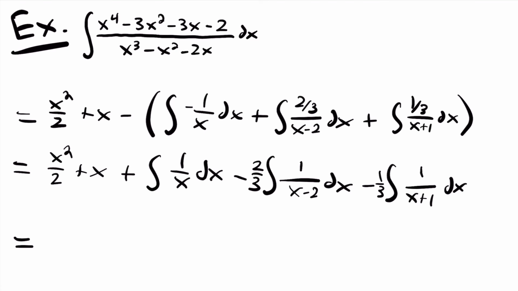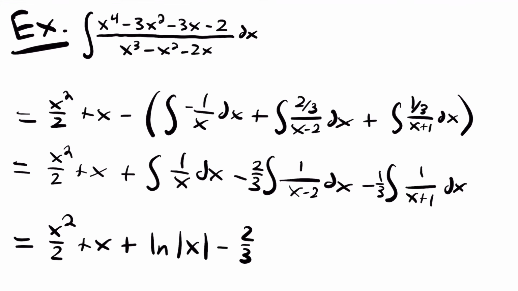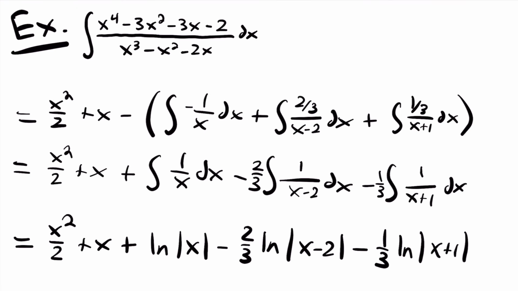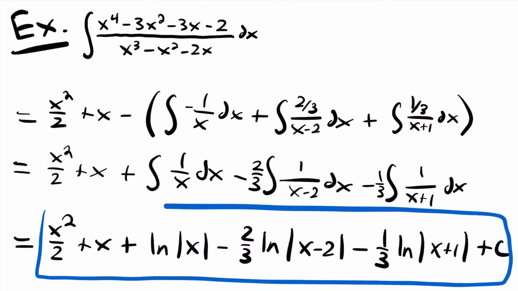So we'll have that this is equal to x squared divided by 2 plus x plus the integral of 1 divided by x, which will be the natural log of the absolute value of x, minus 2/3 times the integral of 1 divided by x minus 2, which will be the natural log of the absolute value of x minus 2. And then we will subtract 1/3 times this integral of 1 divided by x plus 1, which will be the natural log of the absolute value of x plus 1. And then don't forget to add plus c. And that is the final answer to our original integral using partial fractions.